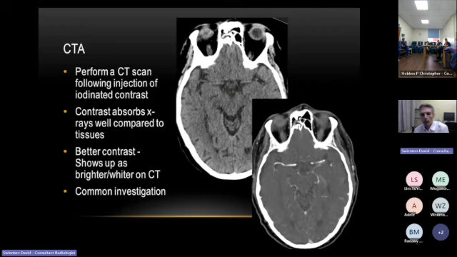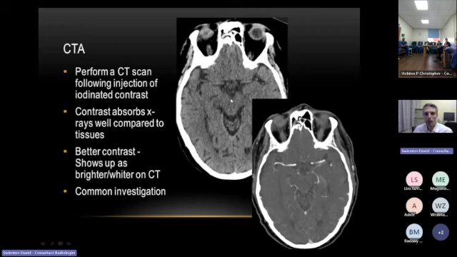So I'm going to look at some scrollable images, because I think that's the best way to look at these. But I just want to cover what a CT angiogram is from the very basics, really. So you perform a CT head. That's what you have there, the image on the upper left. But you do that CT head after you've injected some iodinated contrast, and the iodine in that contrast agent absorbs X-rays very well compared to tissues.